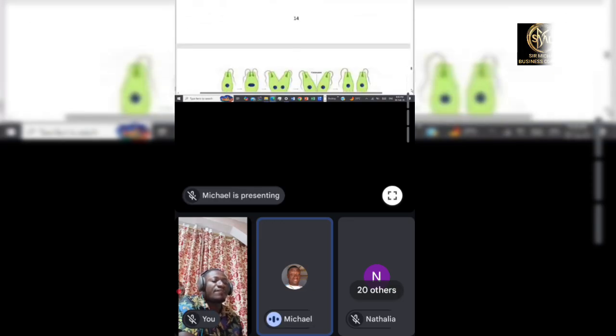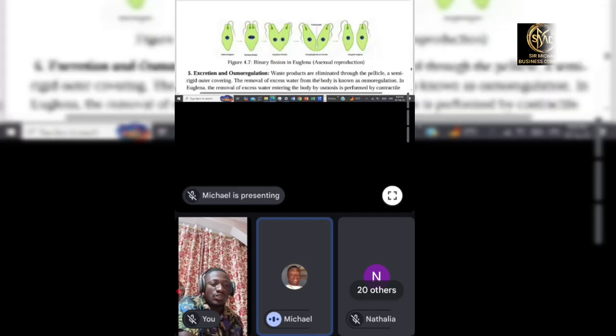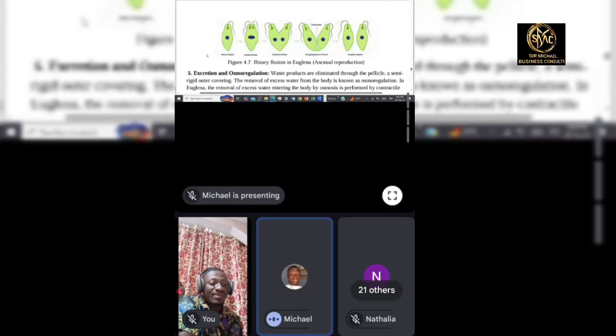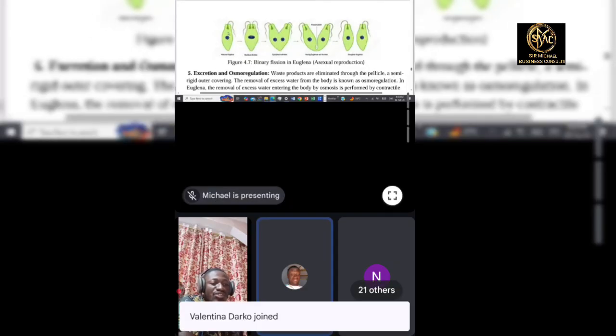There should be a very good diagram here to show. Sorry, this one is not very clear, so you can see the writings here. So I will say this is a mature Euglena. The nucleus divides, you cannot see it because it's not clear, but I can read it. So this one is the mature Euglena. The mature Euglena will just stay there.